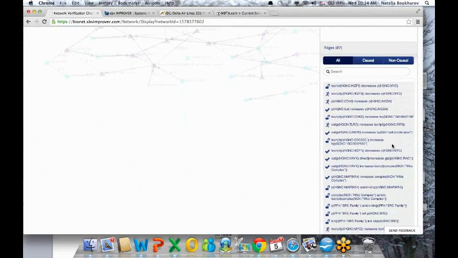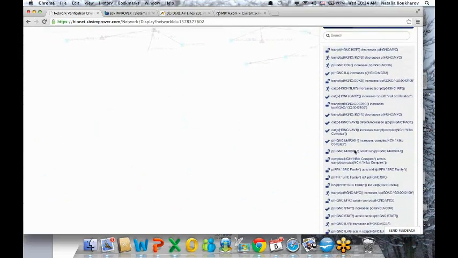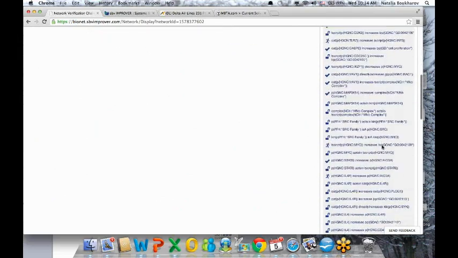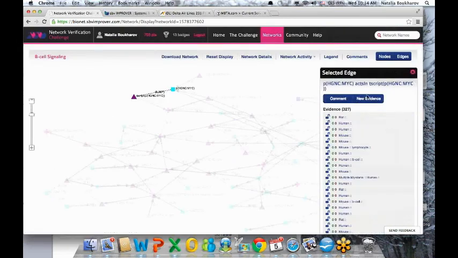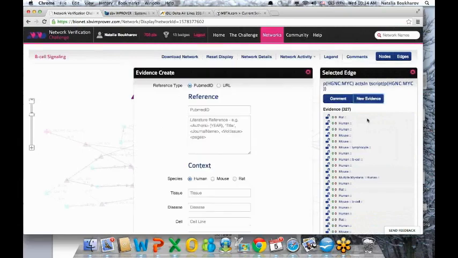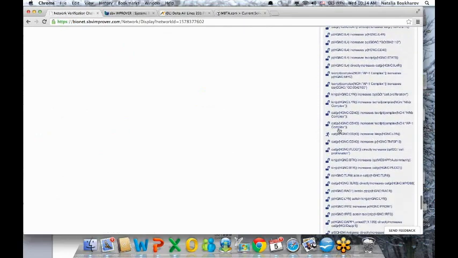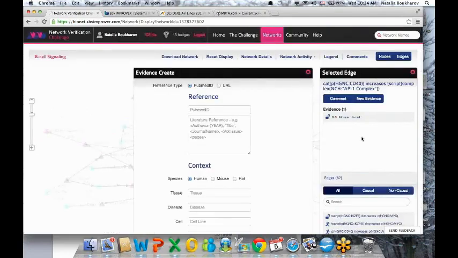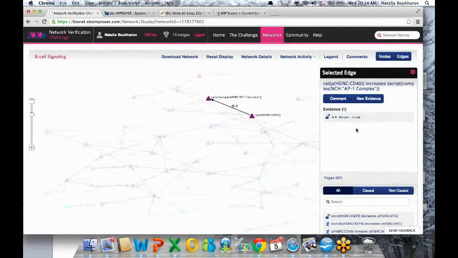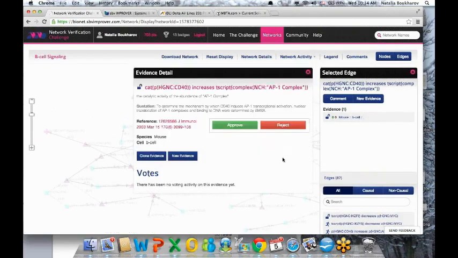Well, it's not difficult. We don't really have a sandbox. Usually when I do a demo, I have some examples, but right now I don't have an example handy. Oh, I picked up a bad edge. So I have one edge here that nobody voted on, and this edge indicates that catalytical activity of CD40 increases transcriptional activity of the complex AP1.